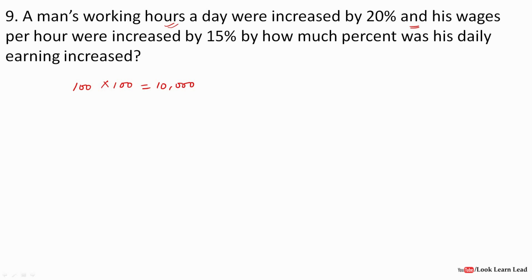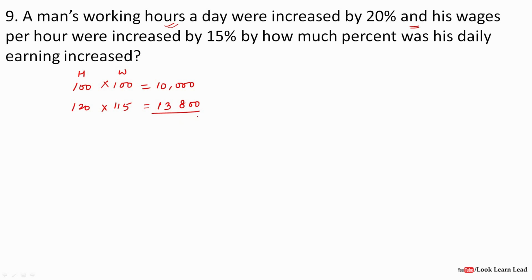Now what it is saying is, his wages were increased by 20%. So wages become 120 and his working hours, it is hours and it is wages. Working hours are increased by 20% and his wages are increased by 15%. It is 115. When we multiply it, we will get 115 into 120, it is 138. Okay. It is 13800. It would be the answer.